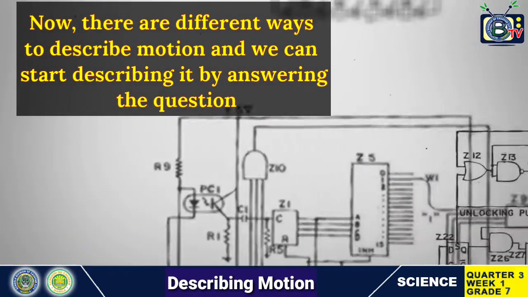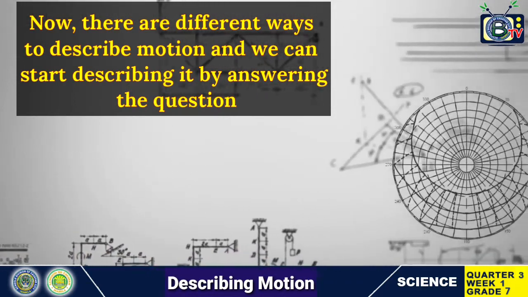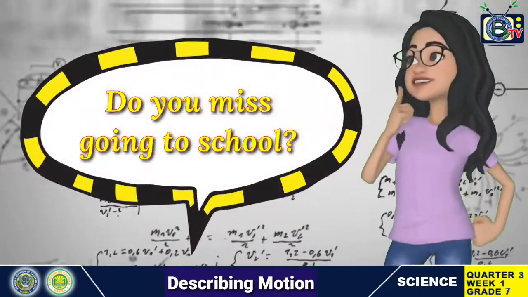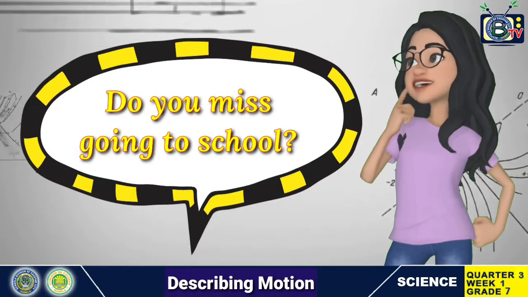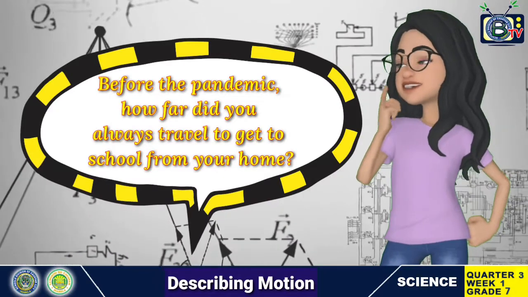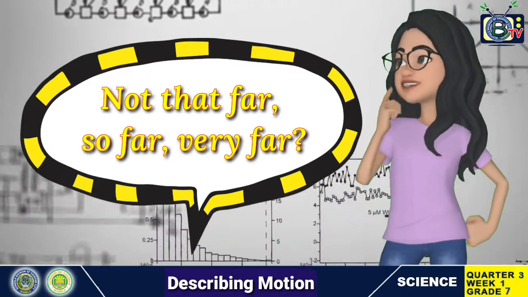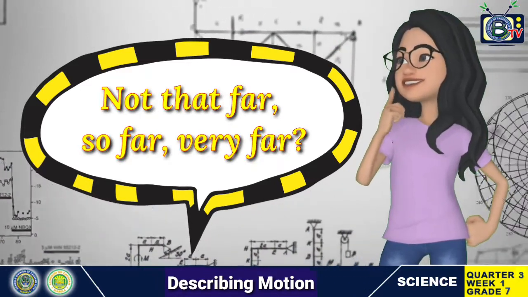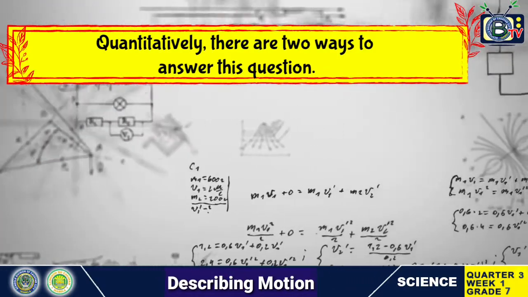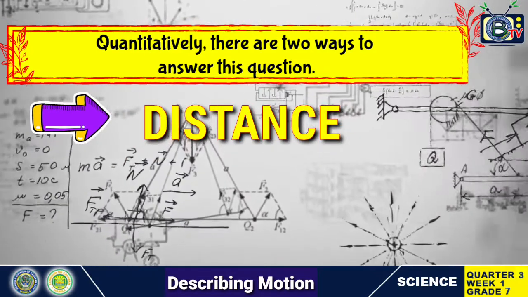Now, there are different ways to describe motion. And we can start describing it by answering the question, how far did the object travel? Do you miss going to school? I'm sure you all do. Before the pandemic, how far did you always travel to get to school from your home? Not that far? So far? Very far? Quantitatively, there are two ways to answer this question. One is through distance, the other is through displacement.